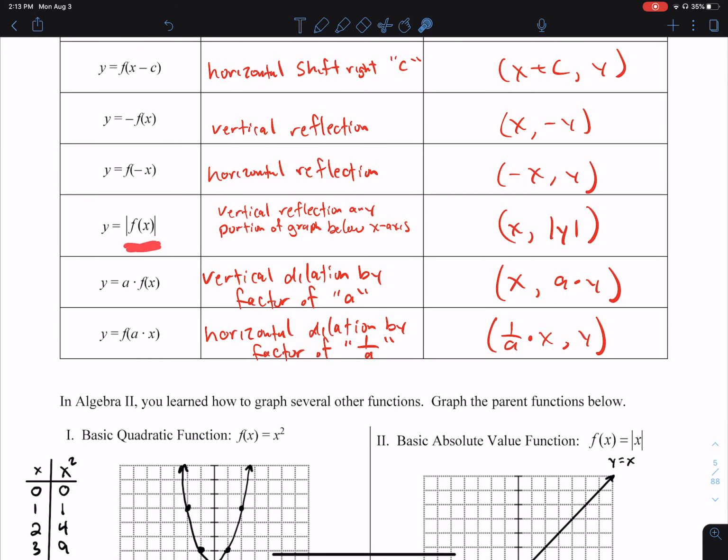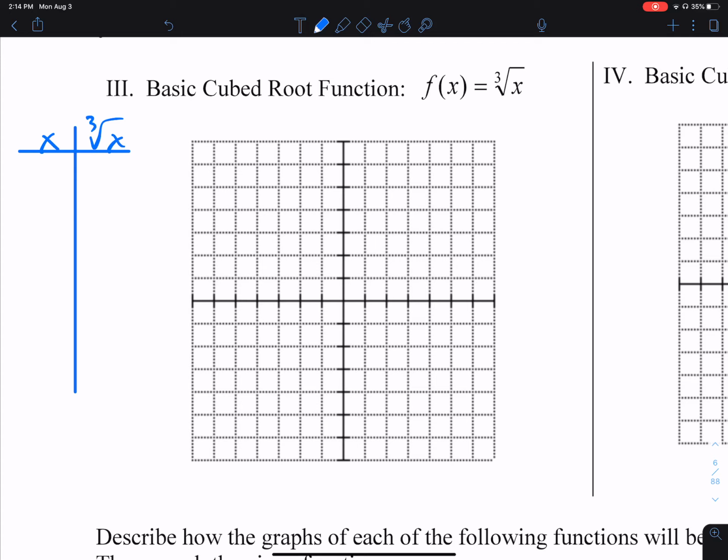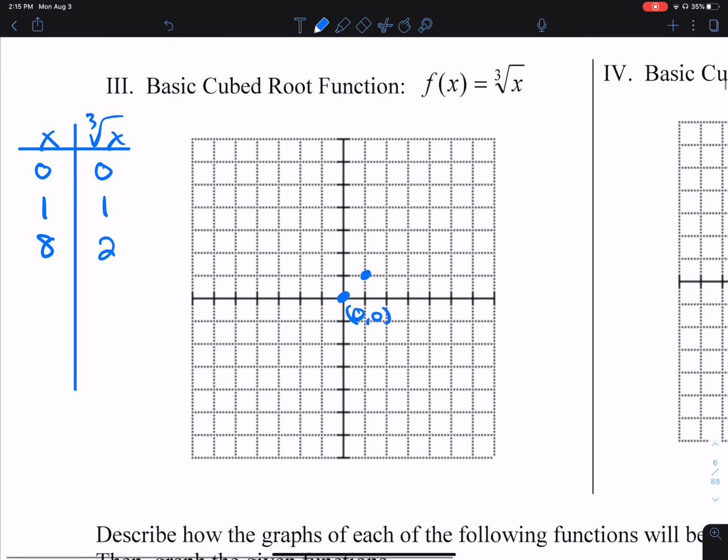Cubed root function. Make a little table for this. We got x, and we got the cubed root of x. I'm just going to write down perfect cubes. So 0, its cubed root is 0, vertex. 1's cubed root is 1. 8's cubed root is 2. So that would look like this.